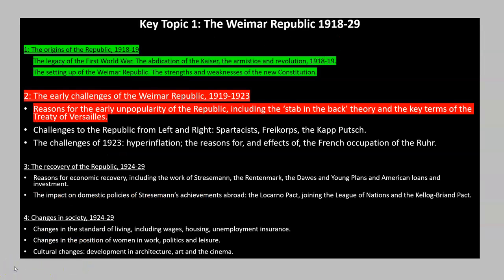So with the end of the second lesson, we have finished looking at the origins of the Weimar Republic, and next lesson we'll start looking at the early challenges of the Weimar Republic, in particular focusing on the stabbed-in-the-back theory I mentioned in the first lesson, and the key terms of the Treaty of Versailles.